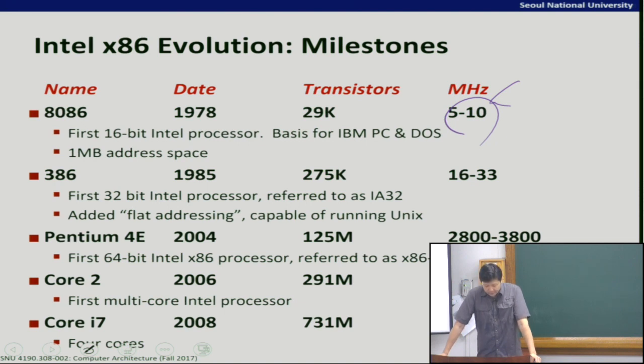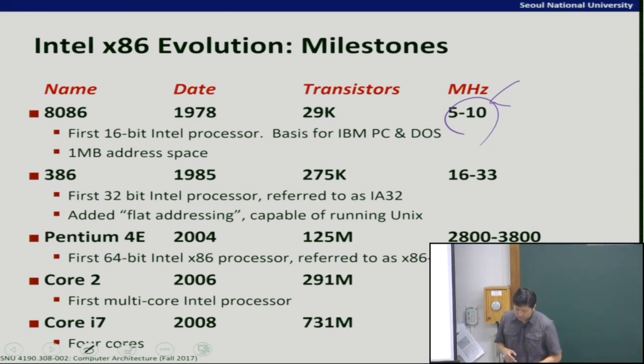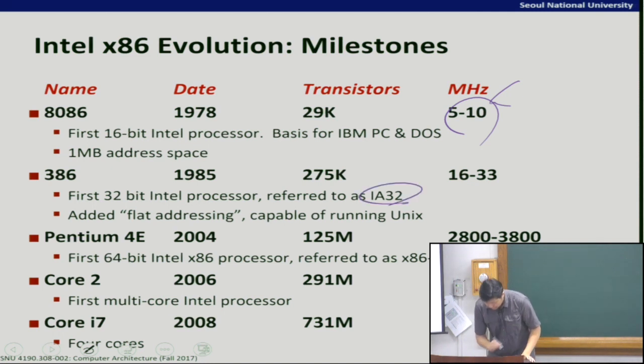And the 386 was first introduced in 1985. The transistor count is about 10 times more transistors per chip. So now there's more hardware resource, and clock frequency also increased to 16 to 33 megahertz. And it was the first 32-bit Intel architecture, which is referred to as IA32. So IA32 is Intel Architecture 32. And they added flat addressing. Flat addressing is where the address space is contiguous from 0 through the maximum memory space. Isn't it kind of natural? But previously it was not.